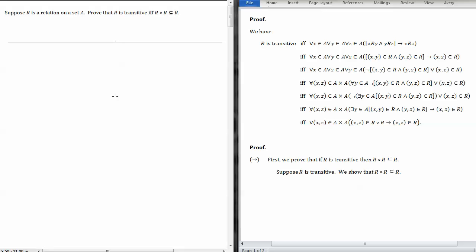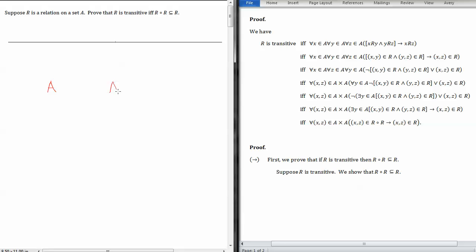Suppose R is a relation on a set A. Prove that R is transitive if and only if R composed with R is a subset of R. All right, well, why is that true? Let's draw a picture of sort of R composed with R.